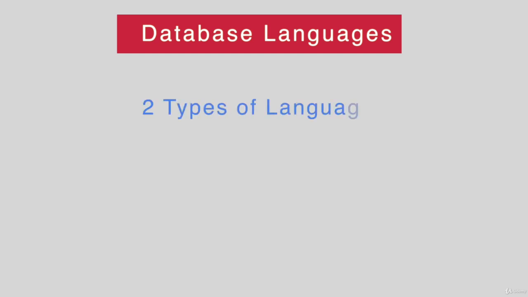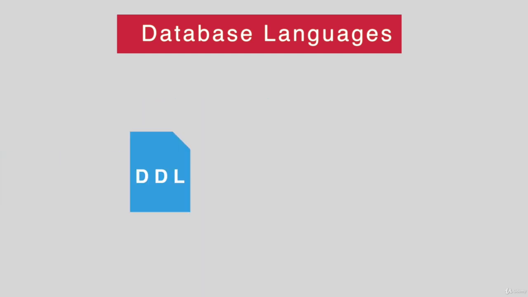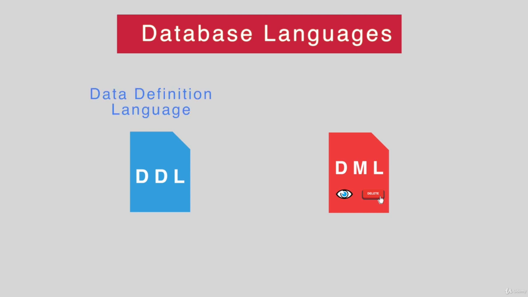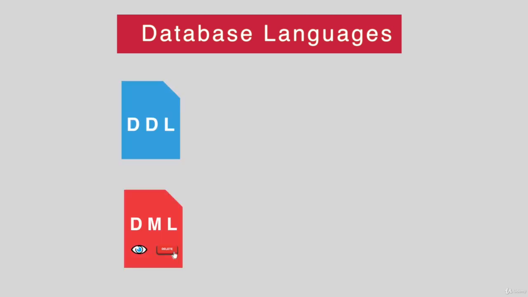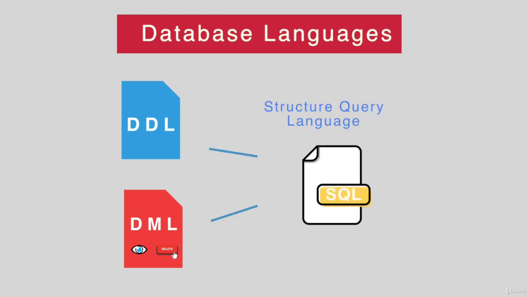There are two types of languages in DBMS: DDL and DML. Data definition language (DDL) is used to create a database and its schema. Data manipulation language or DML is used to query and update the database. Practically, these two languages are part of a comprehensive language called Structured Query Language or SQL.